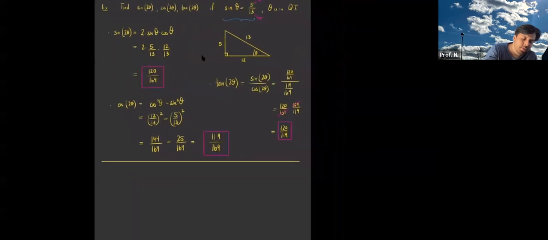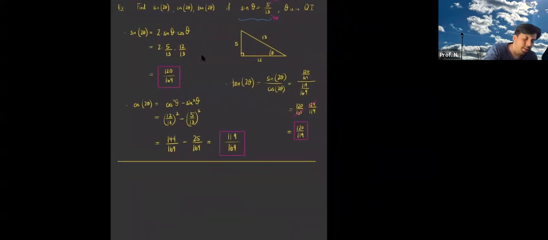So this is a basic version of these kinds of problems. Now let's do the same thing. Find sine of twice the angle, cosine of twice the angle, tangent of twice the angle, if tangent of theta is negative a third. Uh-oh. And cosine is less than 0. Okay, we have to work a bit more for this one.